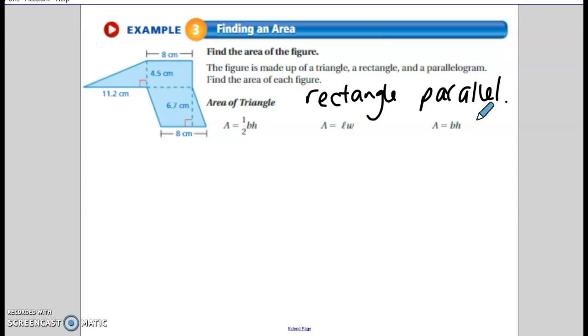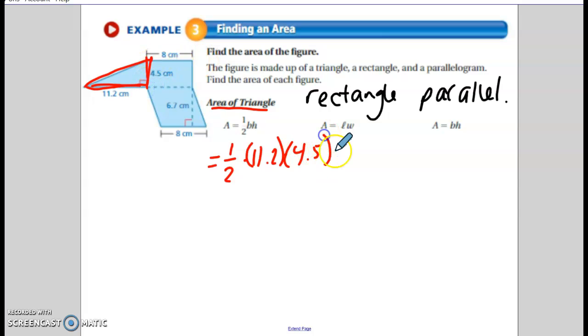Parallelogram is based on kind of the same formula as a rectangle. Oh my, look at this. So, figures made up of a triangle, rectangle, and a parallelogram. We have one triangle. Okay, so I'm going to do this one in red. That's this guy, yeah? So the base of this triangle, calculate the area of this, I'm going to go 1/2 times the base is 11.2. And then I'm going to multiply again by, I'm going to put these in parentheses, times the height. Now the height of that triangle is 4.5.